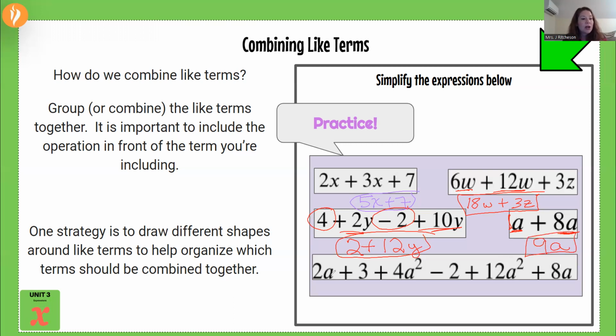All right, now we got this really long one. I'm going to start with the a's. So 2a is not the same as 4a squared, right? So all we have is 2a plus 8a. So that's 10a.